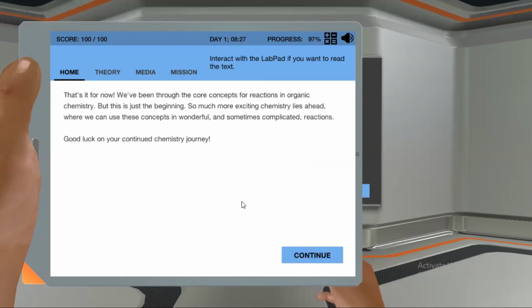That's it for now. We've been through the core concepts for reactions in organic chemistry. But this is just the beginning. So much more exciting chemistry lies ahead, where we can use these concepts in wonderful, and sometimes complicated, reactions. Good luck on your continued chemistry journey.